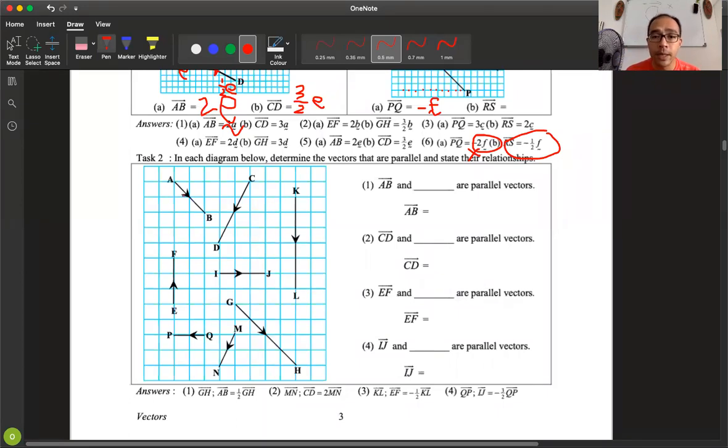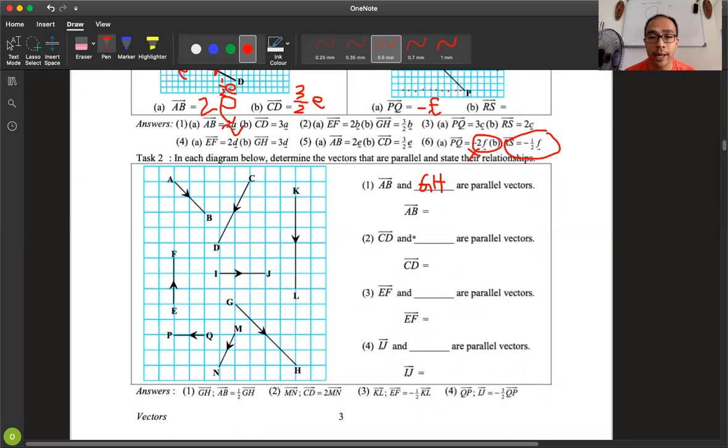So let's take a look at this. AB, AB is this way. Let's find its parallel friend. If we take a look at this, actually it is G to H. So AB and GH are parallel vectors. But let's take a look at this. How are we going to write this? AB is 2 by 2 boxes. GH is 4 by 4.